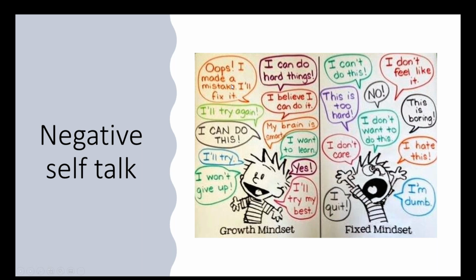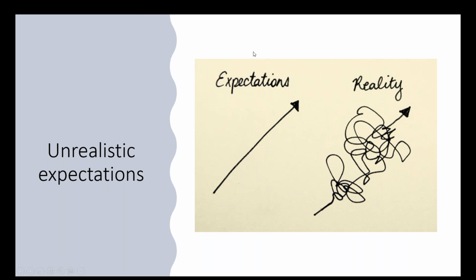Oops, I made a mistake, I'll try something different. Hey, you know what? Scripts are hard to learn, but I can do hard things. I believe I can do this. I'll try it again if it didn't work. Guys, there's been tons of research on how important a growth mindset is to success. It is the number one thing that determines whether you're going to be successful or not. Now, unrealistic expectations. Should we have unrealistic expectations?